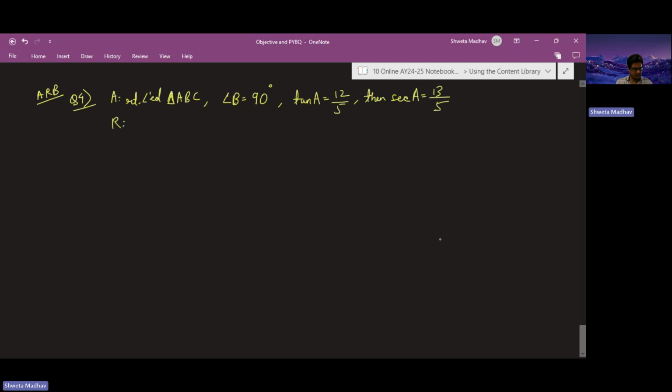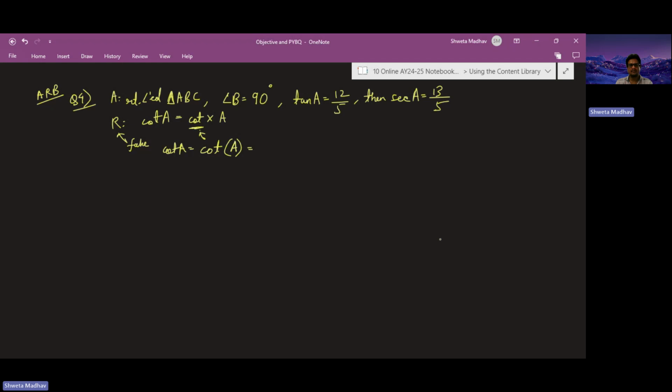The reason is given as that cot A is the product of cot and A. So cot is something and A is something, which is obviously false. So cot A is not the product of cot and A. Cot is not a variable. Cot is the name of a trigonometric function, which is applied on the angle A, and that will give us some output.